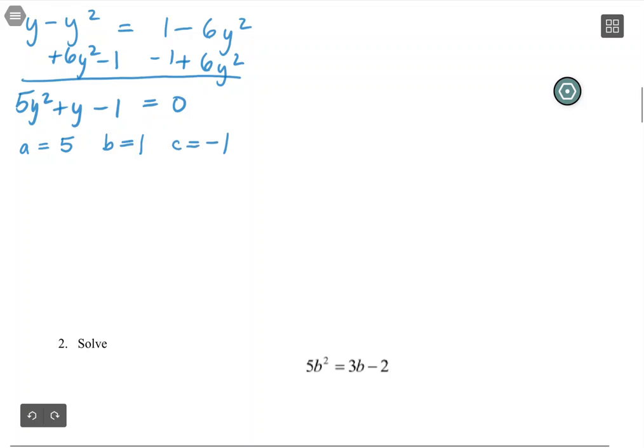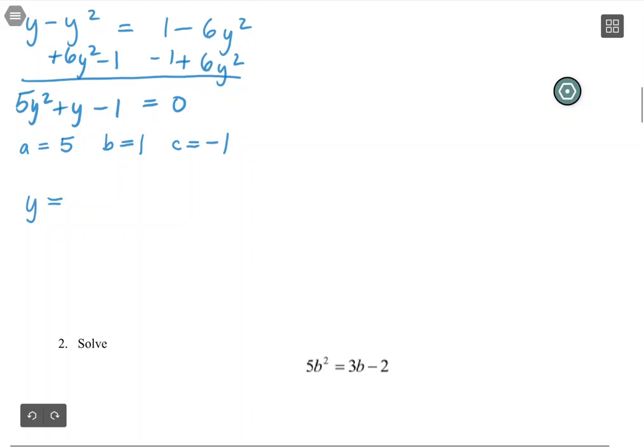So even if I wrote this in a completely different order, if I wrote y minus 1 plus 5y squared, I would still choose according to what was hooked to y squared, y, and what was constant. So now when I go to the quadratic formula, it's going to tell me not what x equals, because this is an equation in y. It's going to tell me what y equals.